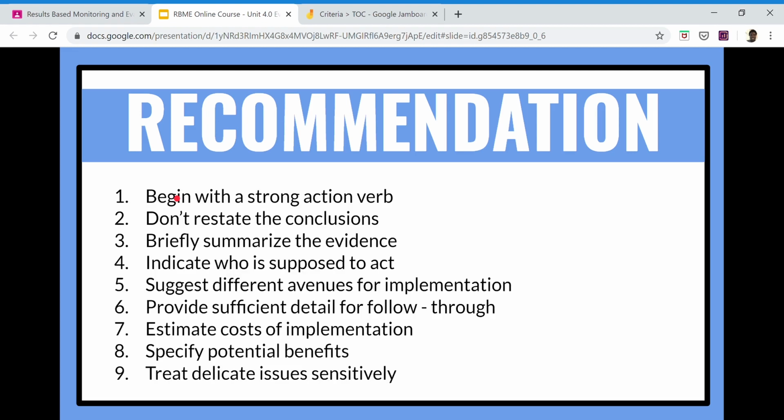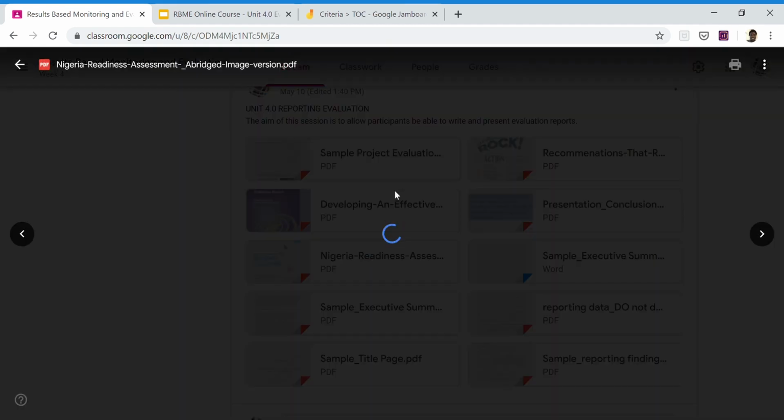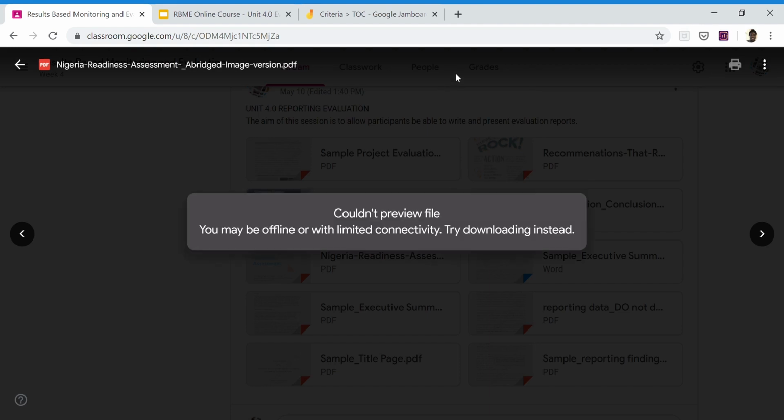So we're going to look at some of the things that we should consider in a recommendation. Yes, we actually have some recommendations from the executive summary, and I think that should do. And also, you might want to check this assessment, the readiness.